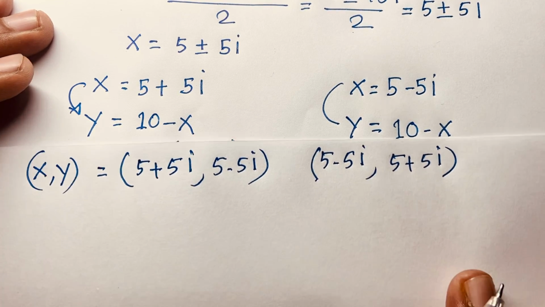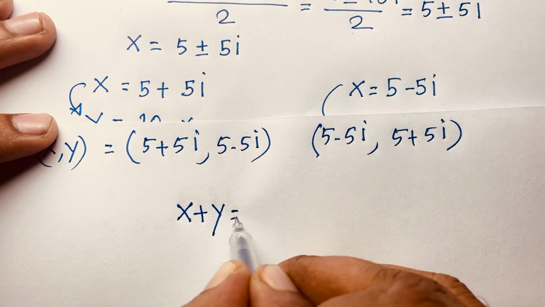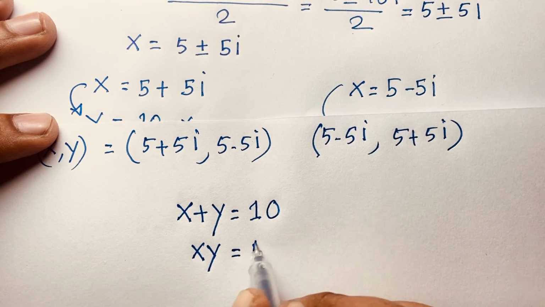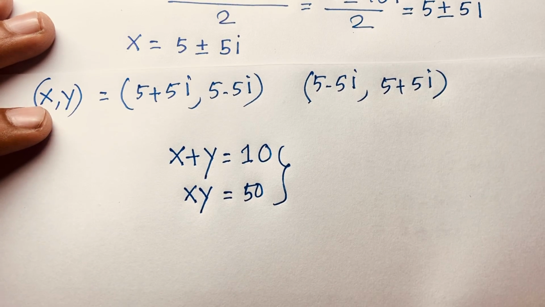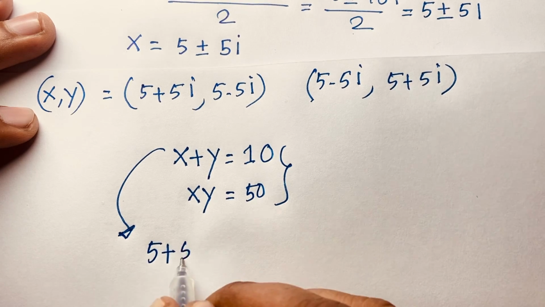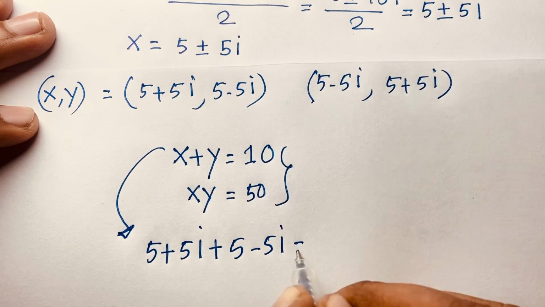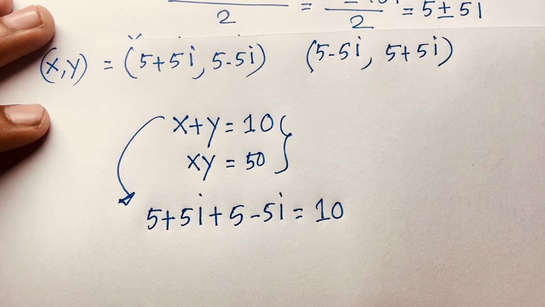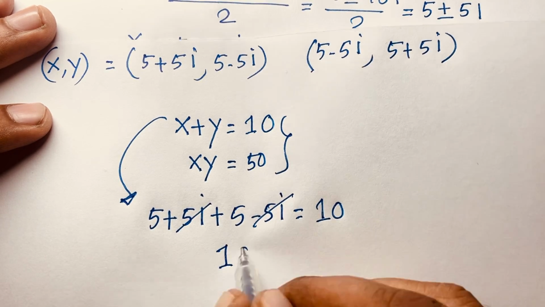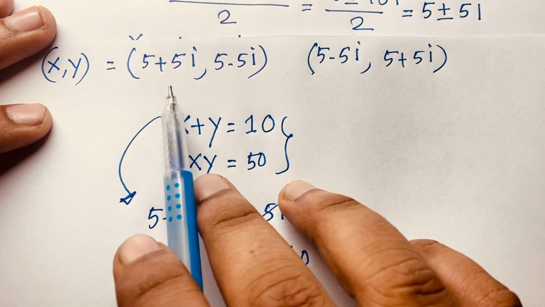Now at this moment, let's verify our question. It will be x plus y is equal to 10, and xy, it will be 50. Now you can easily see x plus y, x it will be 5 plus 5i, and y it will be 5 minus 5i is equal to 10. Now if I cancel out this value, because this plus this is negative, so 5 plus 5, it will be 10 is equal to 10. So left hand side and right hand side is equal. So you can say this is our right answer.